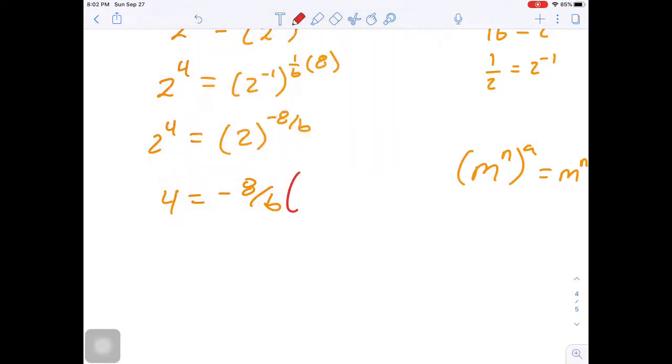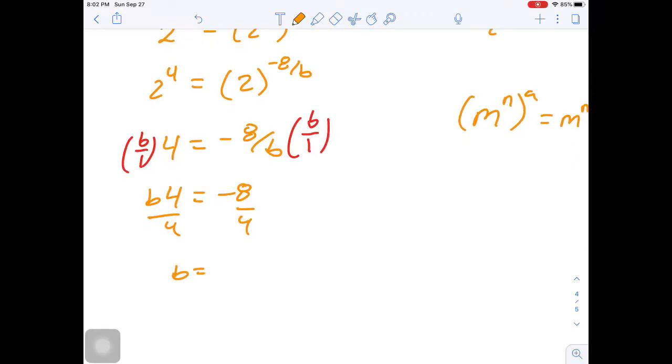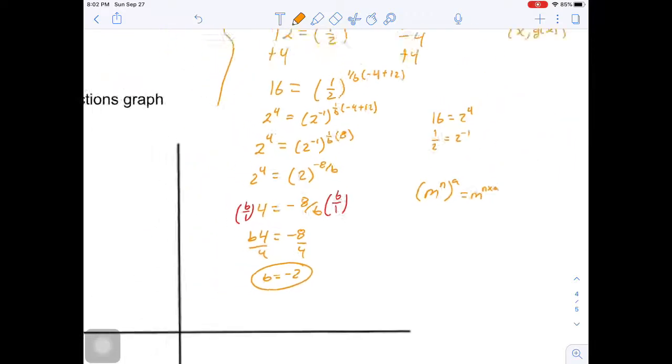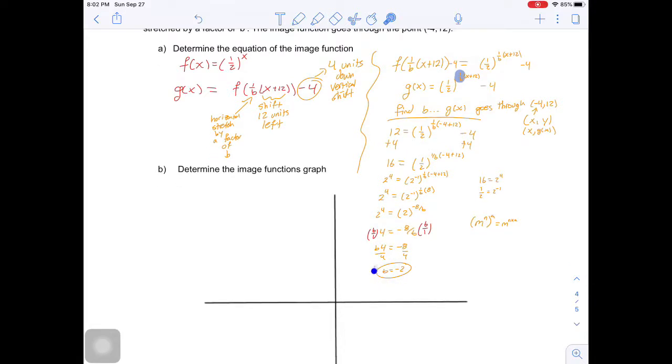So to solve for b, I multiply both sides by b over 1 to get b on top. So I get b times 4 equals negative 8. And then I'm going to divide 4 from both sides. So that's going to give me b equals negative 2. Okay, so here, recognize we've solved for b officially. So we know what this equation is.